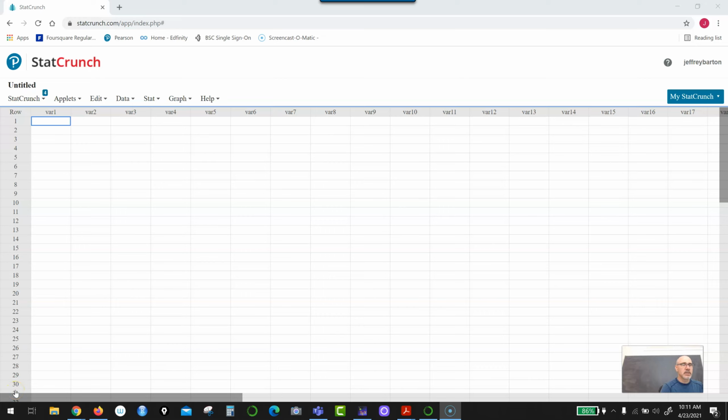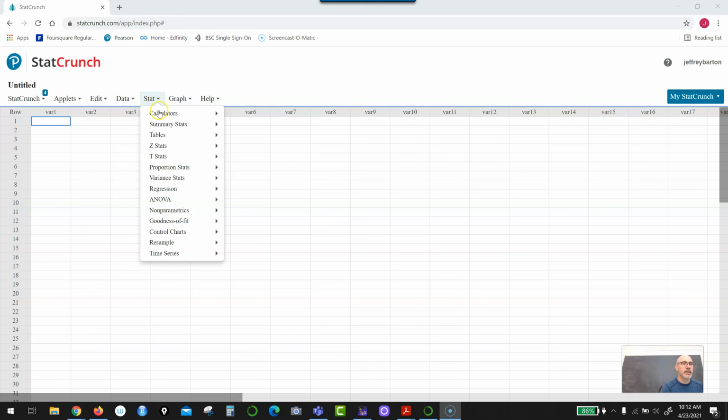Okay, so let's take a look at how to get StatCrunch to calculate a two proportion test and a two proportion confidence interval for us. Both of these are in the same place, and it's not that hard to do. We go to Stat and Proportion Stats, and now we're in the two sample proportion stats. And we don't have raw data, we have a summary of the data.